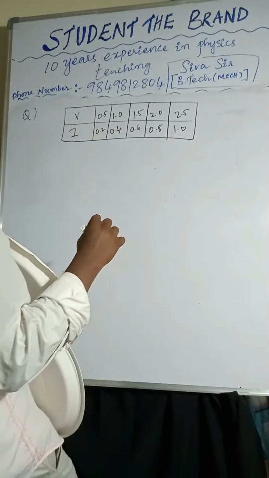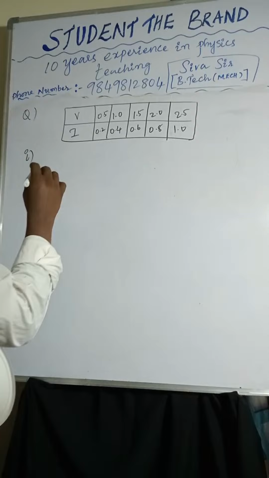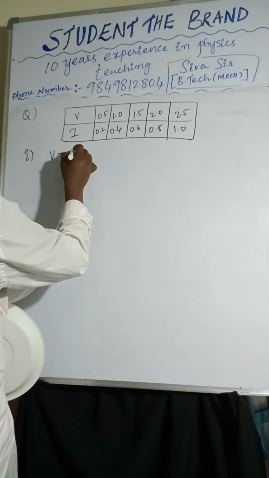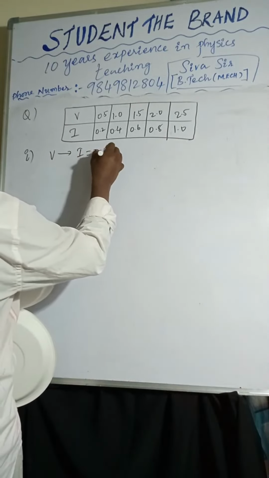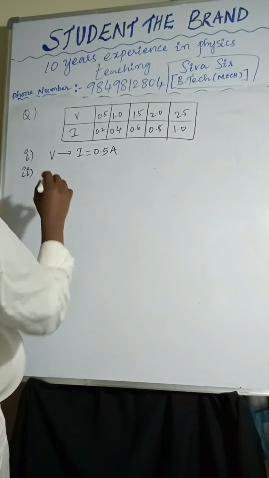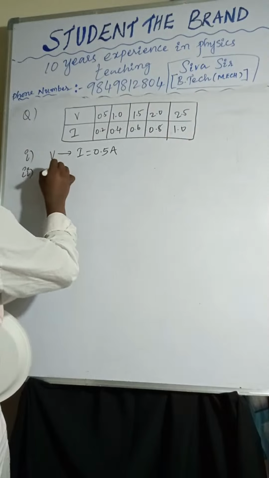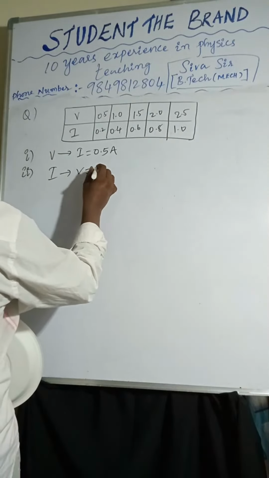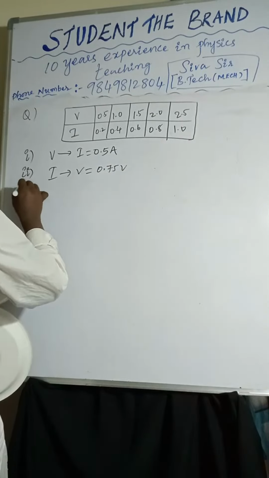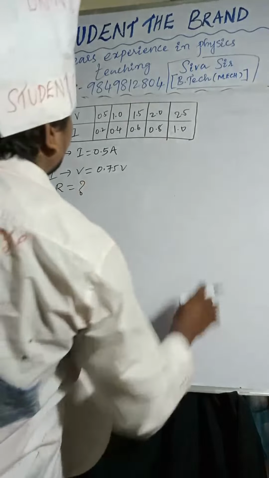So this is the question. First question is, find the potential difference when current is given as 0.5 ampere. Second question is, we have to find the current when the potential difference is 0.75 volt. The third one, find out the resistance value. Can you find it out? So this is the question.